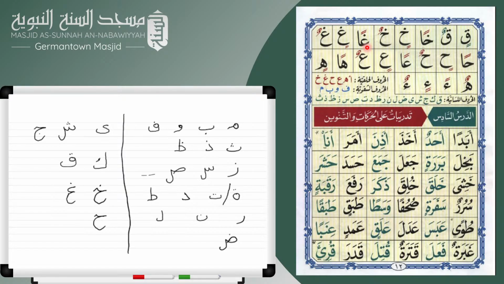Go. Not قين, not قين. قين is a cough. No click. غين. Not غين, say غين.